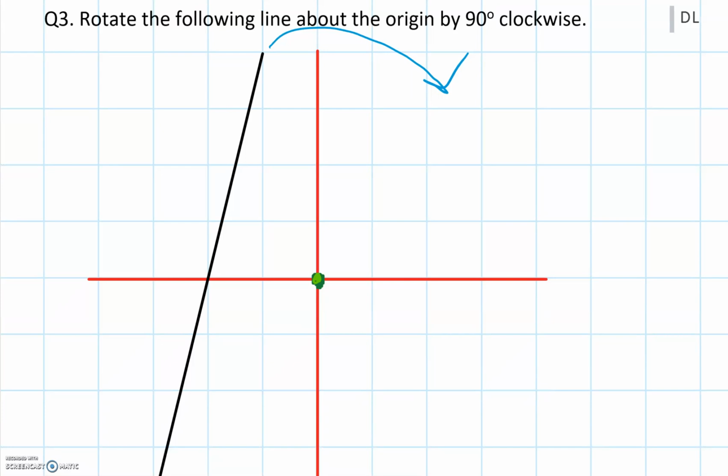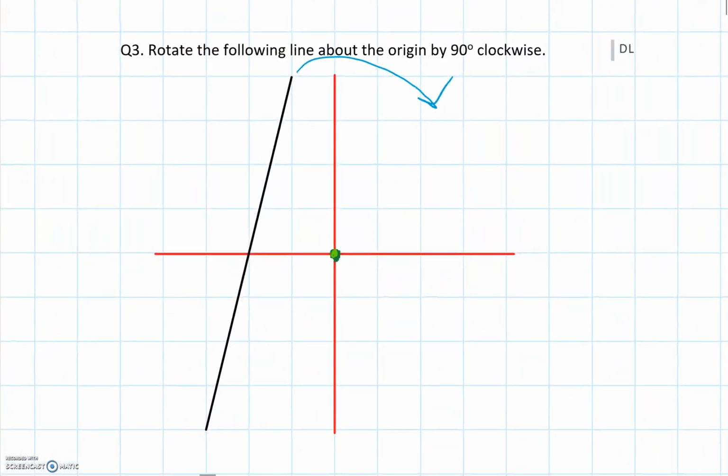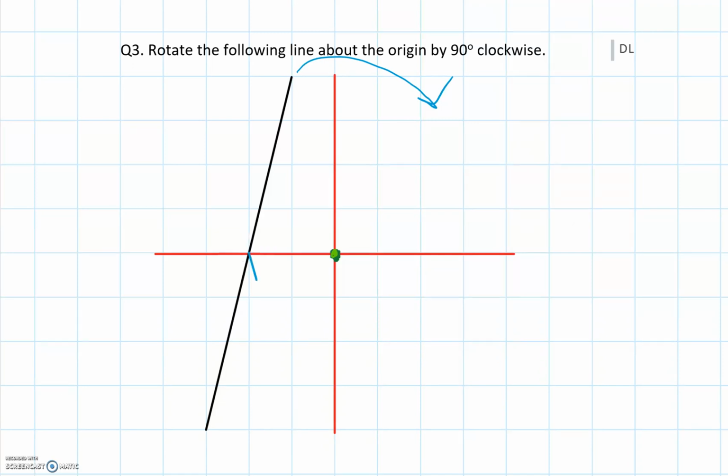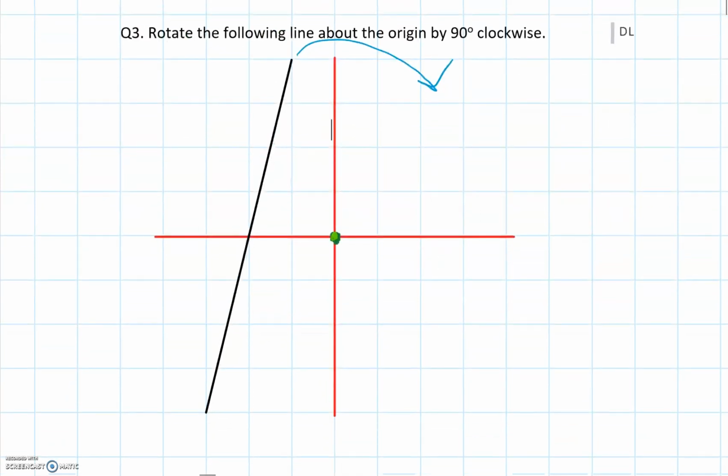So first of all, 90 degrees means that right now it's mostly up and down, right? Our line is mostly up and down. So what we want it to be is mostly sideways. So currently, right here it is 2 away from our origin. So we're going to have the other point 2 away from our origin.